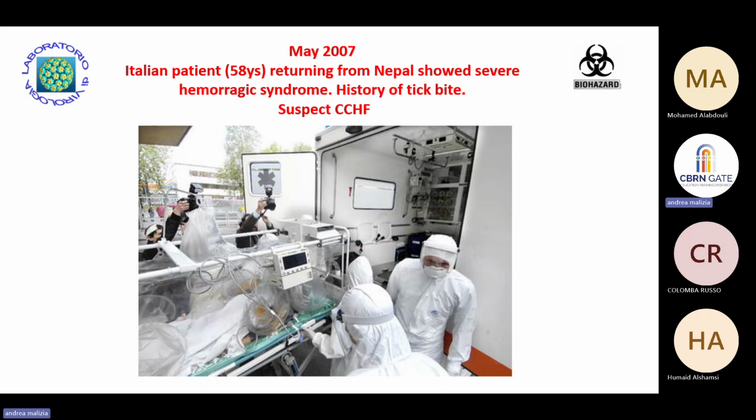When a suspect case of hemorrhagic fever arrives in Italy, the suspicion is Crimean-Congo fever. A person with hemorrhagic syndrome and a history of tick bite, because Crimean-Congo virus is transmitted by a tick bite. Tick bites are present also in Italy. And this person returned from Nepal, sick.